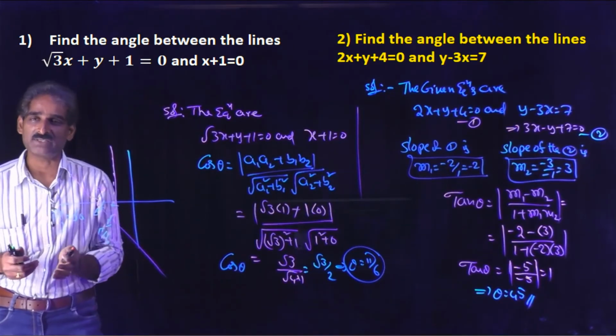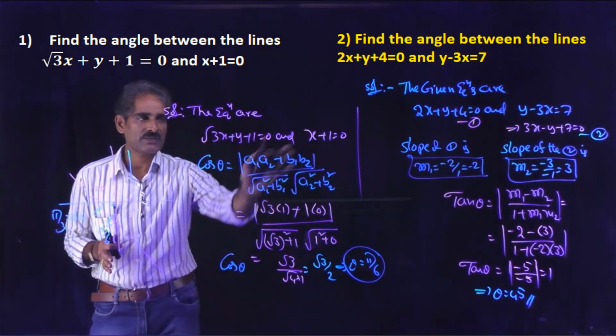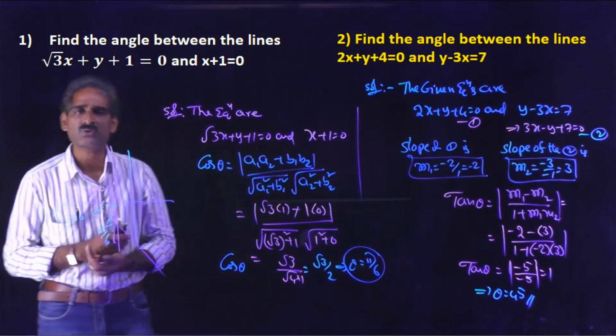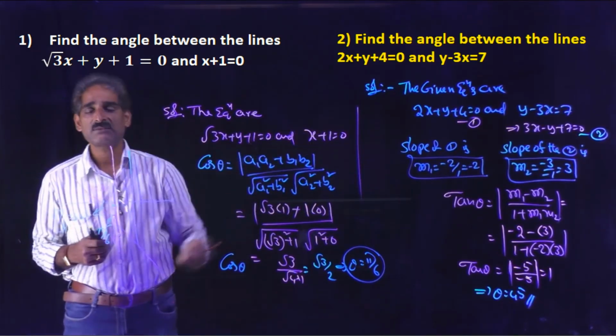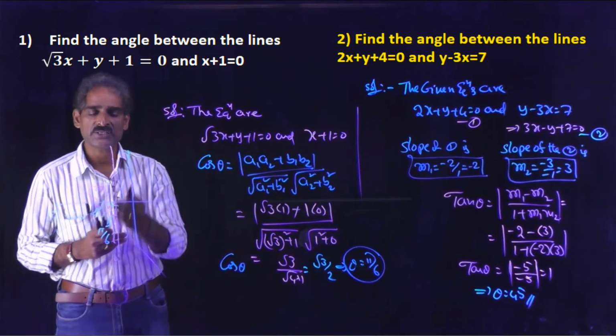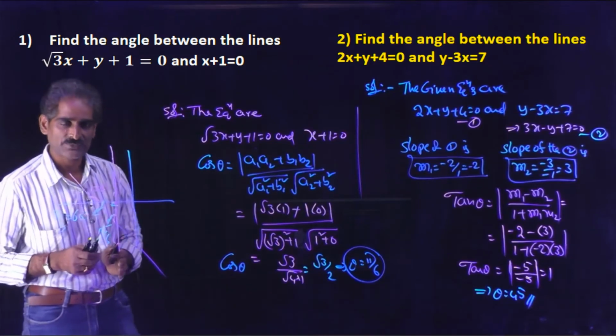This is the other method. So you can use the cos theta formula for the angle between the lines. Otherwise, by diagram also you can find the angle between them, because this is a vertical line. This makes an angle of 90 degrees with the x-axis. This is the given line. This is the way to find the angle between the lines. Okay? Right.